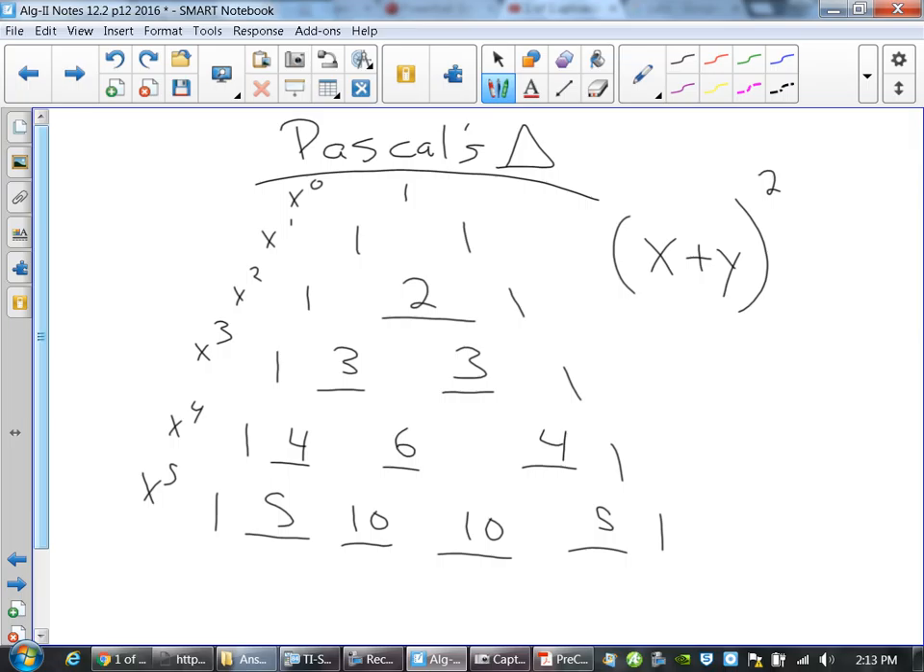So what happens here is you start foiling things out. If I take x plus y times x plus y and I foil it, you get x squared plus 2xy plus y squared. What are the coefficients of those three terms? 1, 2, and 1. 1, 2, and a 1.